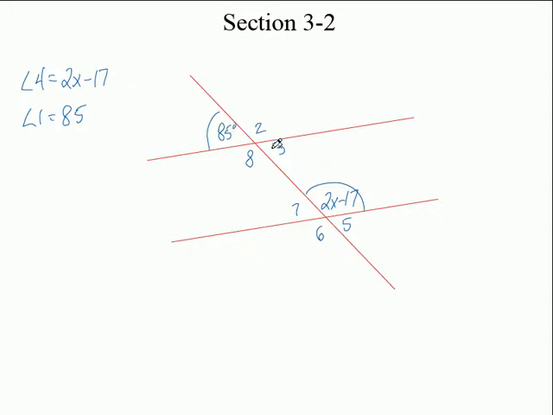You could look at it this way too. Watch. If this is 85, guess what this angle is? 85, because of vertical angles, right? Look, now these are consecutive interior angles. What's true about consecutive interior angles? They're supplementary. So you can look at it either way, can't you?